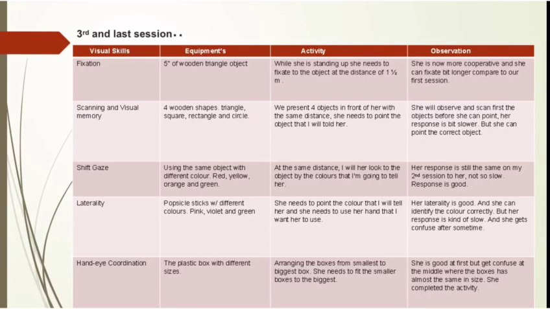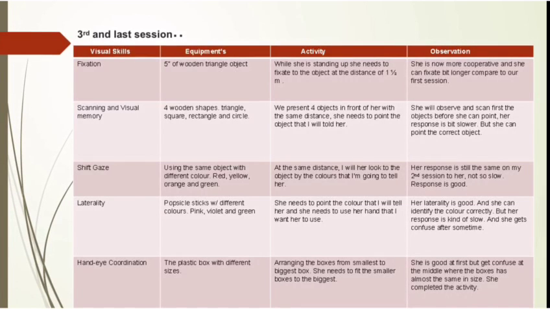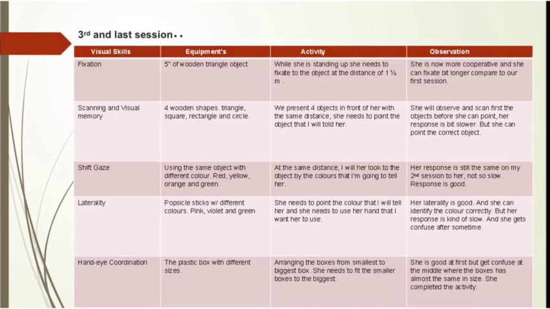Last is the hand-eye coordination with the same objects, and she needs to arrange them from smallest to biggest. For the observation, she is good at first, but still gets confused in the middle, where the boxes are almost the same in size, but still she can complete the task.